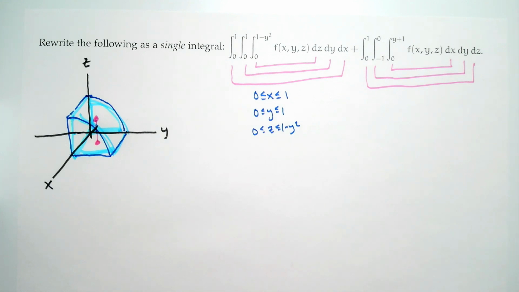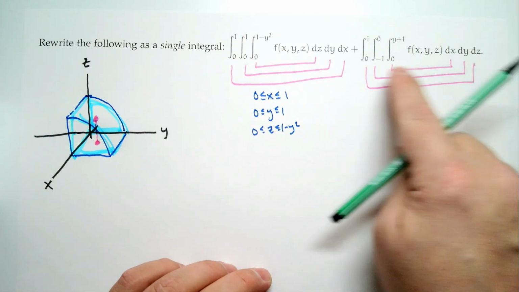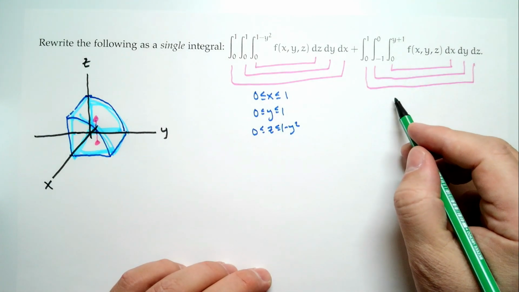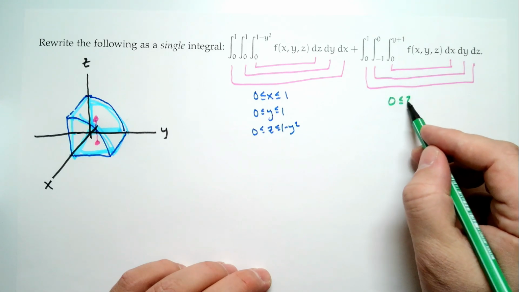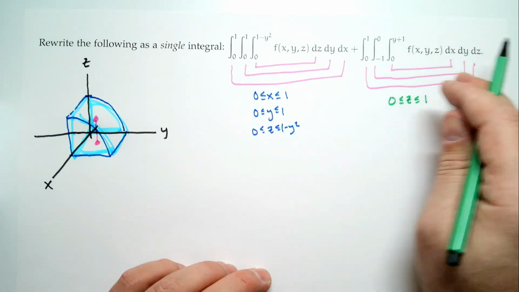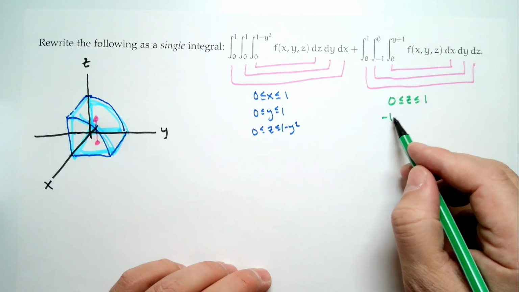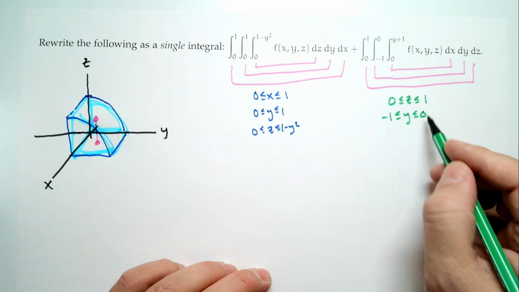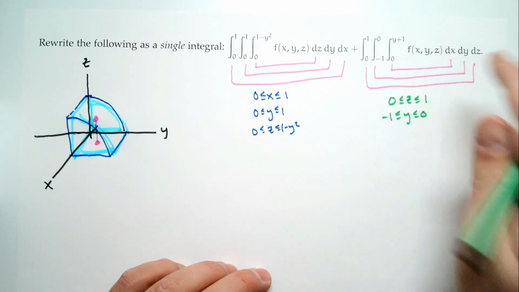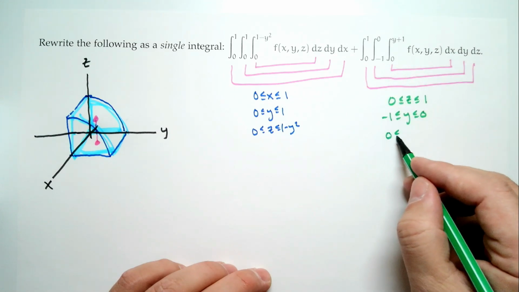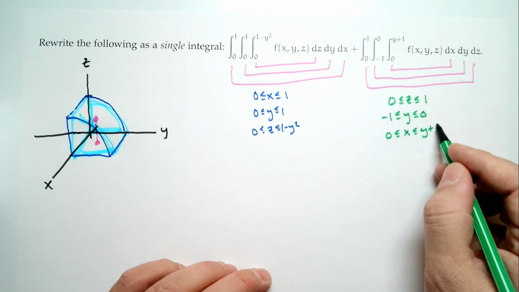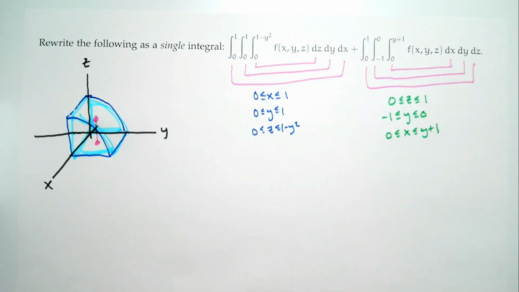Now we'll go to our second integral. What do we have? We read off the inequalities. Our outermost variable is z, so z goes from 0 to 1. y then goes from negative 1 to 0. And x goes from 0 up to y plus 1.